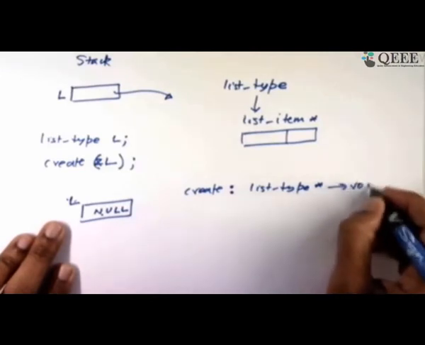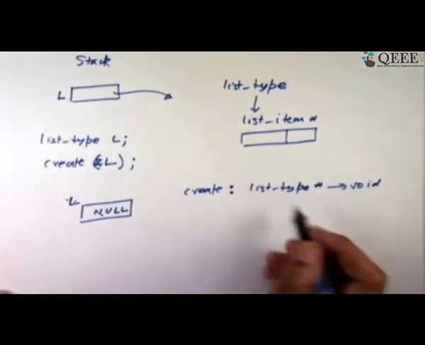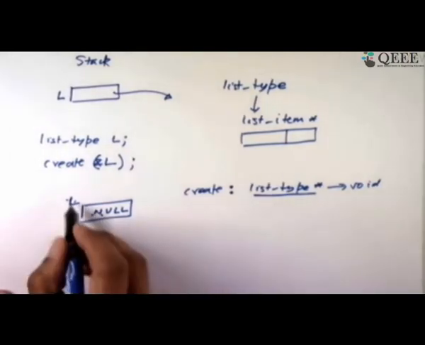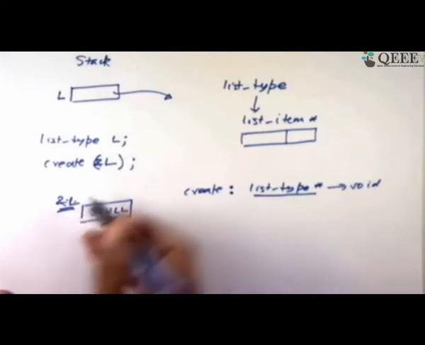I don't want to return anything, so this function just returns void. What it's trying to do is take a pointer so that I get the address of L. I don't want L. L is this, but I want the address of L, which is this. And then I can change the value to null.